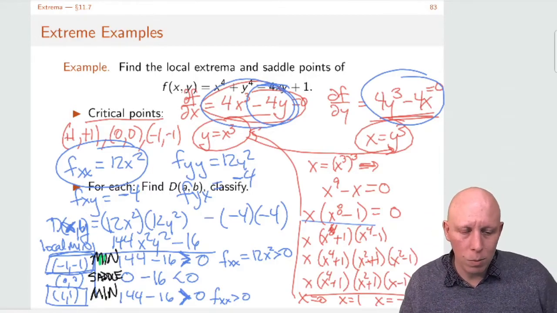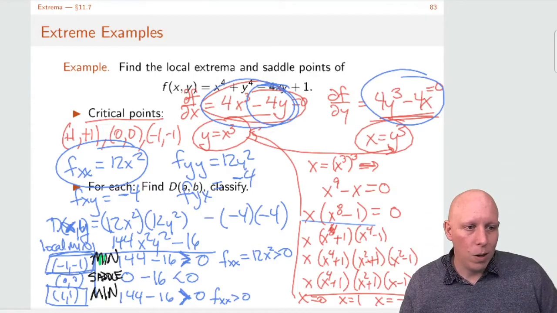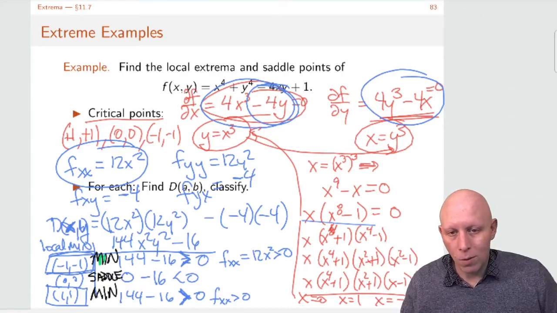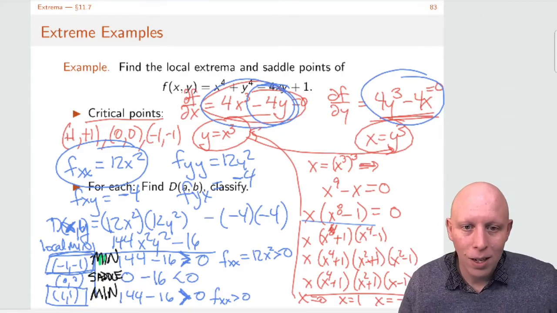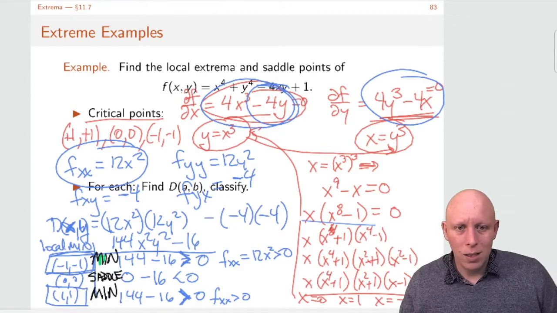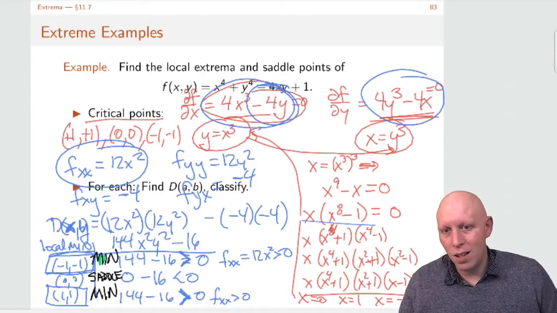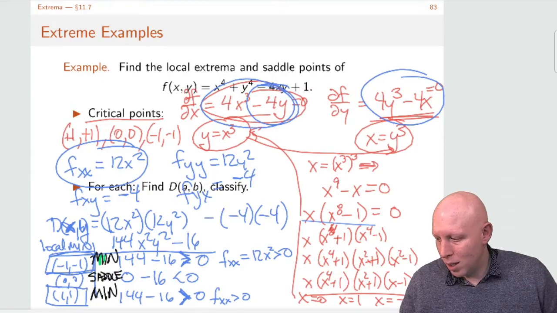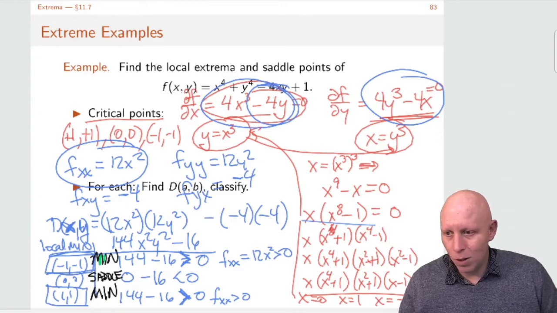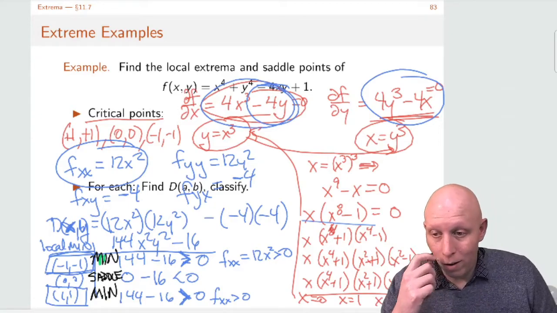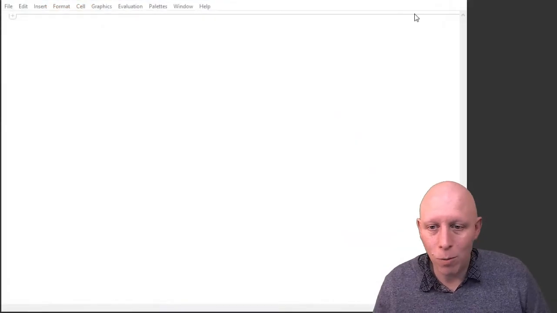Okay, so this is a little bit weird. If you think about the types of functions that we've dealt with in the past, normally you have some maxes and you have some mins, and you don't have anything else kind of crazy. But here, what we're seeing is we have 2 mins and we have a saddle point. So let's go over to Mathematica and see what this function looks like so that we realize why we get this type of thing.